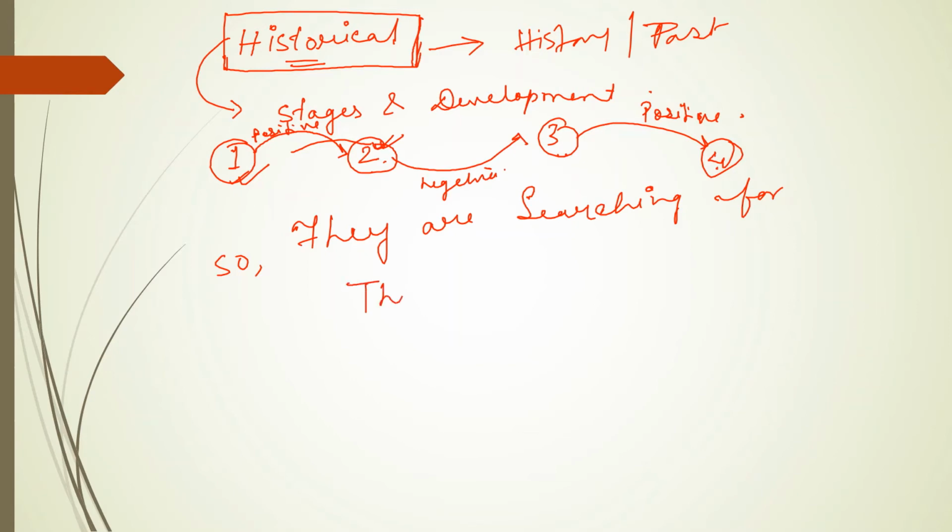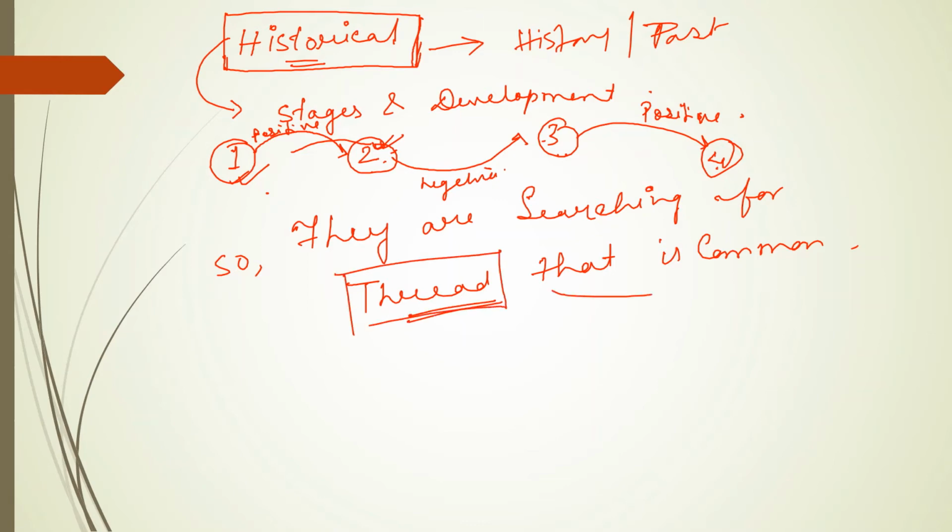Those under the historical school are always searching for a common thread. Whatever law was there in all these four stages, we search for what is common in all of them. We always search for the threads that are common everywhere. We also call it the natural school of law.